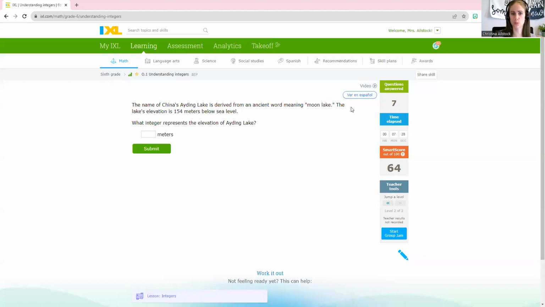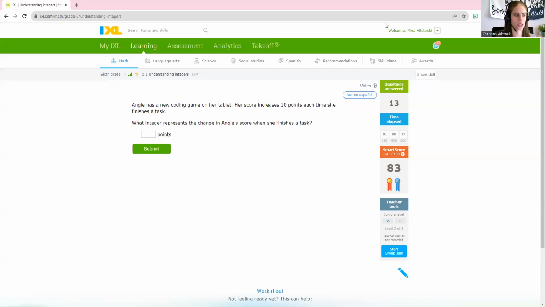All right, let's try just 2 more questions. The name of China's Aiding Lake is derived from the ancient word meaning moon lake. The lake's elevation is 154 meters below sea level. What integer represents the elevation of Aiding Lake? Well, if we're being told that we are below sea level, that matches the example we just talked about. If we're below sea level, that means we're below the elevation of 0. So it would be represented with a negative integer, so negative 154.